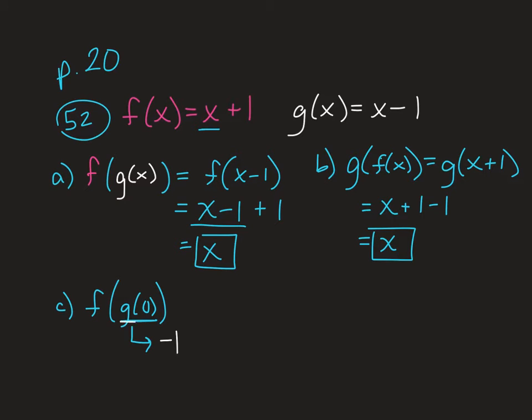That's what that is in there. So let's replace it. So this is really finding f of negative 1. Since I replaced g of 0 with negative 1, that's what it is. So I want to find f of negative 1. That means I'm going to plug in negative 1 into the f function. So I'll have negative 1 plus 1, which is just 0.